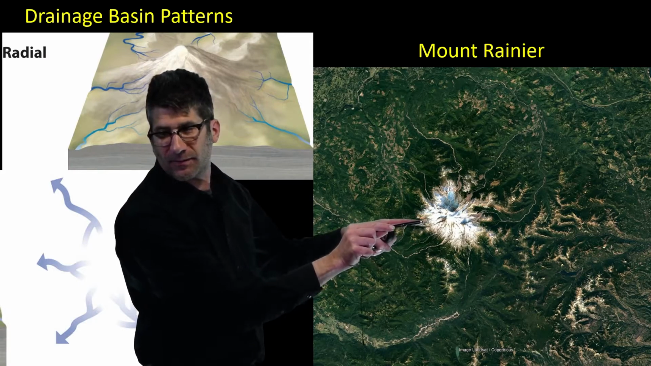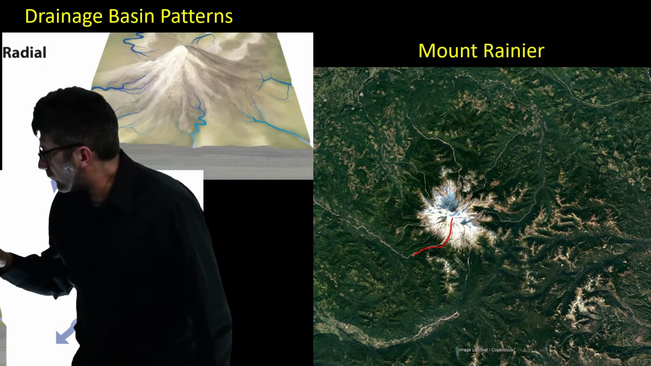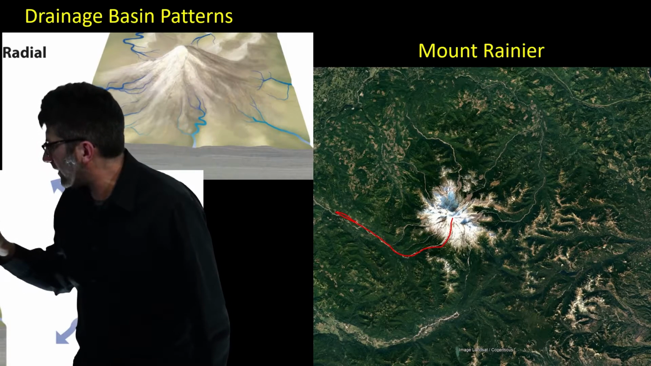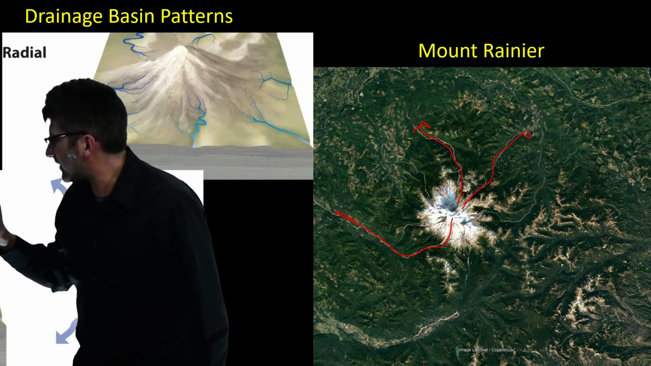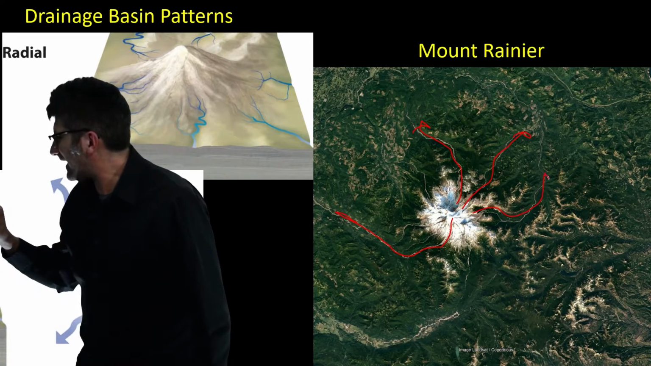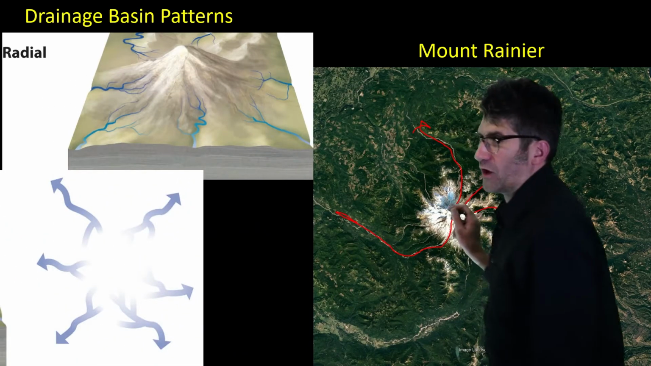So here we're looking at Mount Rainier. You can see all these lines coming off. These are rivers coming off from Mount Rainier in different directions. And so the water's all flowing away from a central point. This is a classic example of a radial network here in the state of Washington with Mount Rainier.